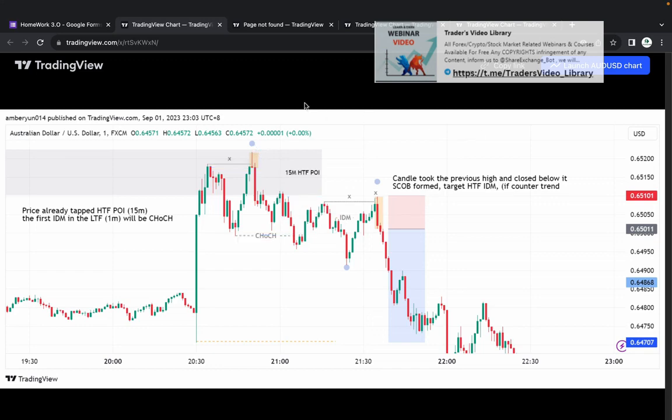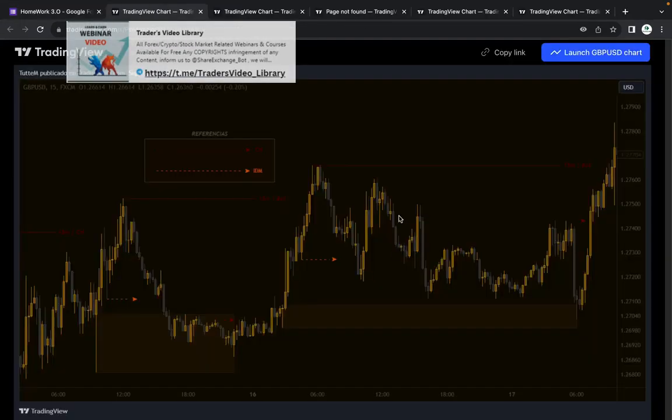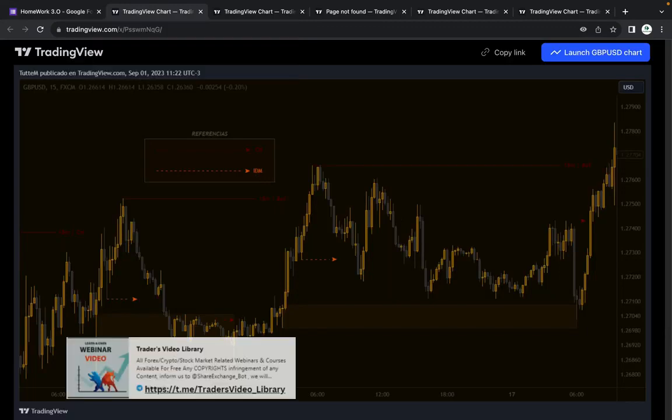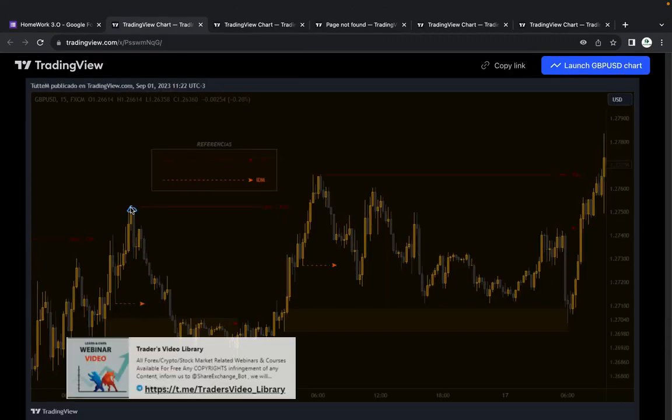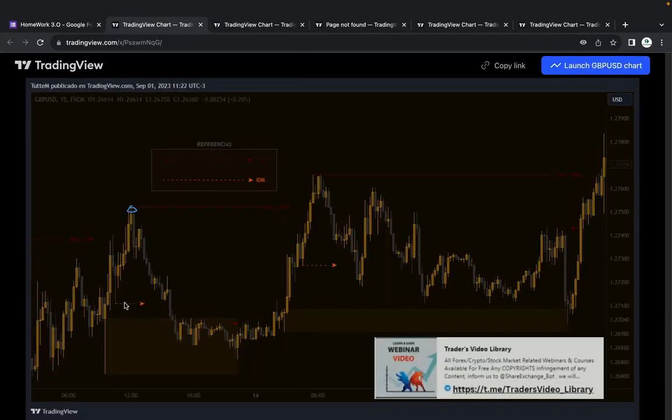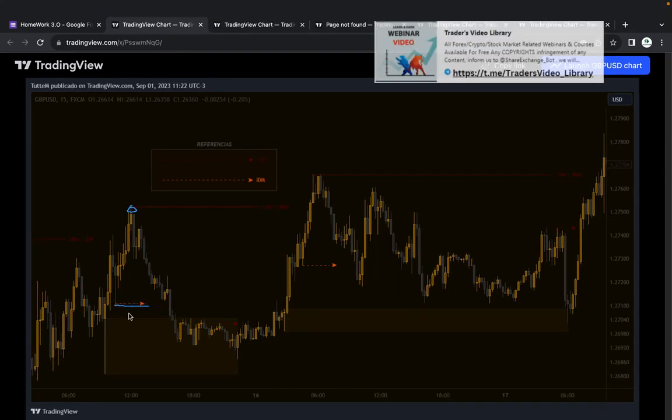Okay, now let's see. All right, CHoCH and inducement marking here. This is a higher time frame higher high. First pullback is taken out. This one is called inducement.